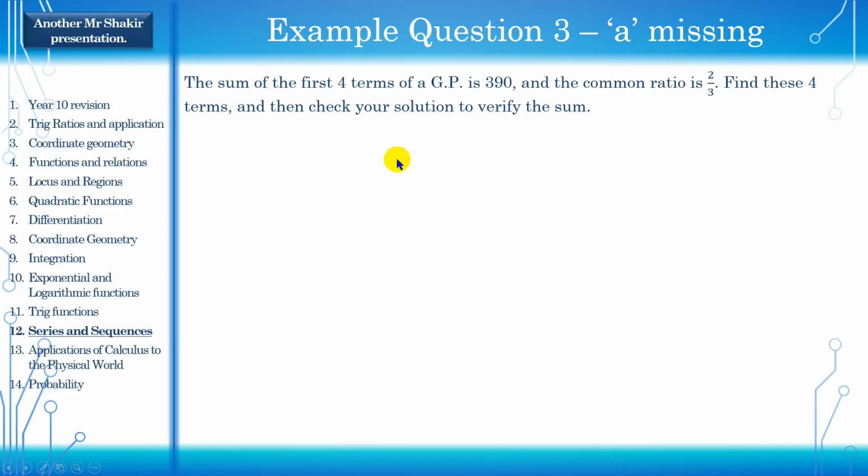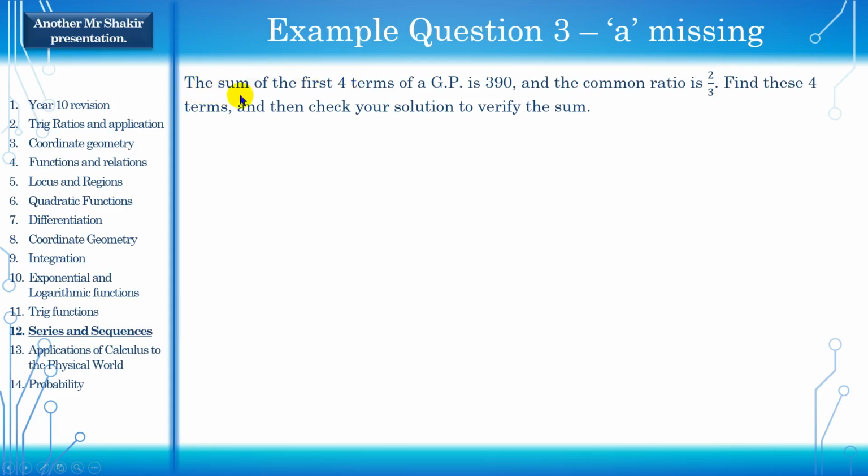Okay, example question 3. When A is missing, when the first term is missing. The sum of the first 4 terms of a GP is 390. The sum, not the term, not the fourth term. It's the sum of the first 4 terms. And the common ratio is 2/3. Find these 4 terms and then check your solution to verify the sum.